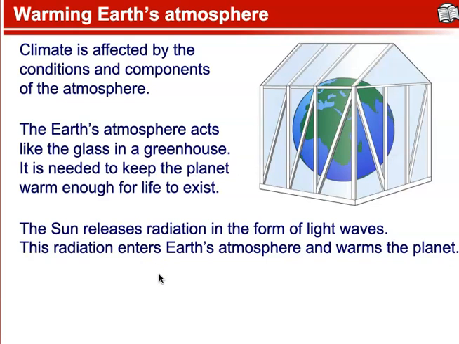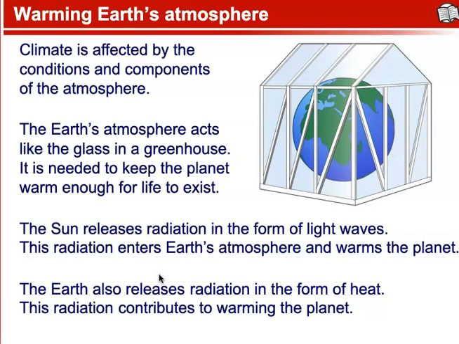The sun releases radiation in the form of light waves. This radiation enters Earth's atmosphere and it warms the planet. The Earth also releases radiation in the form of heat. Specifically, we call this long-wave radiation. This radiation contributes to the warming of the planet. Some of the radiation from the sun is reflected by the Earth, and so it's released back to the atmosphere.